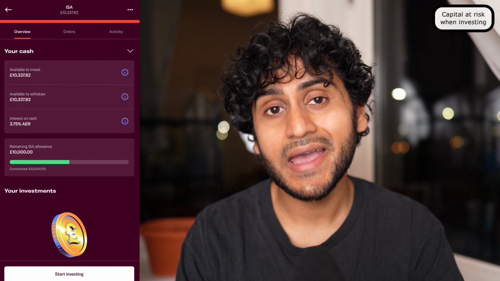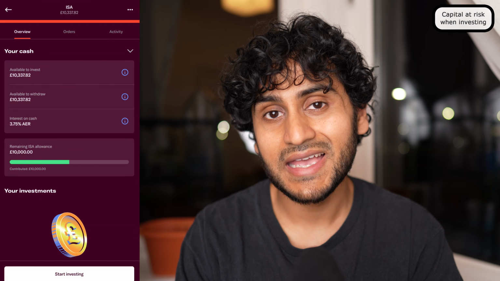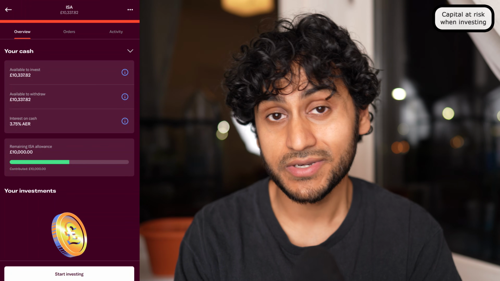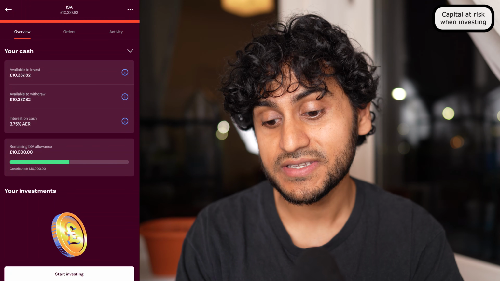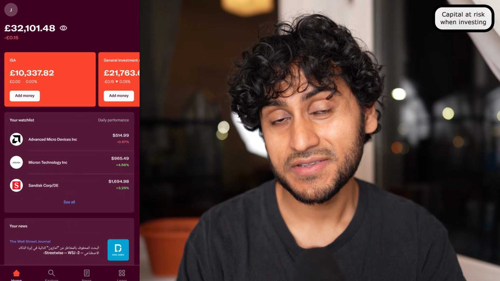As you can see, you can earn 3.75% as an annual equivalent rate interest on cash. However, personally, I have disabled earning this interest because of personal reasons. But if you wanted to, you can just leave it on. The general investment account is very similar too.